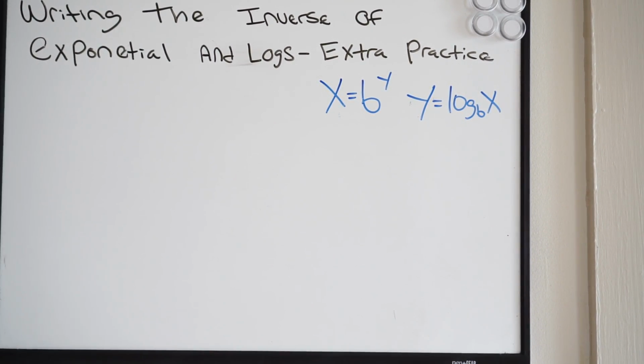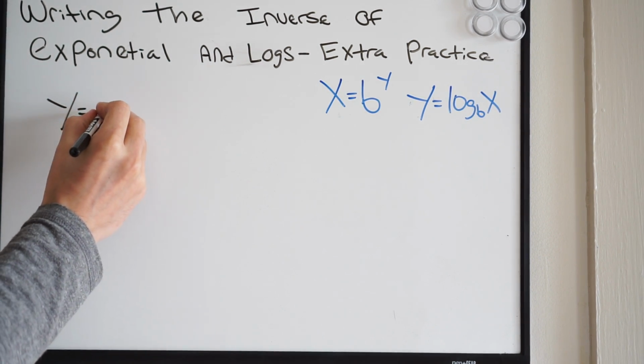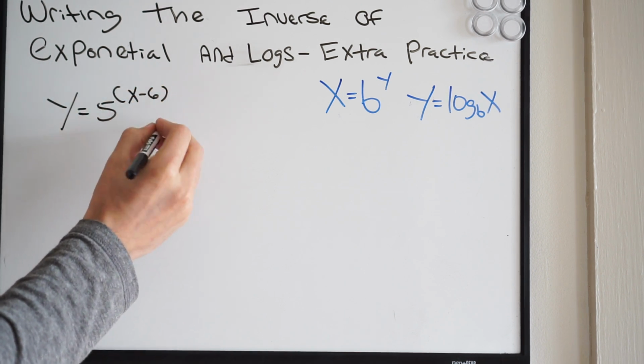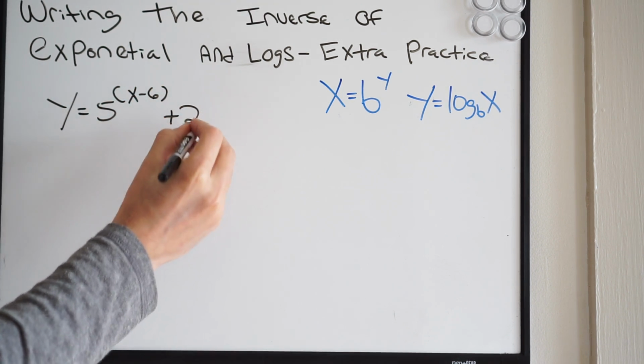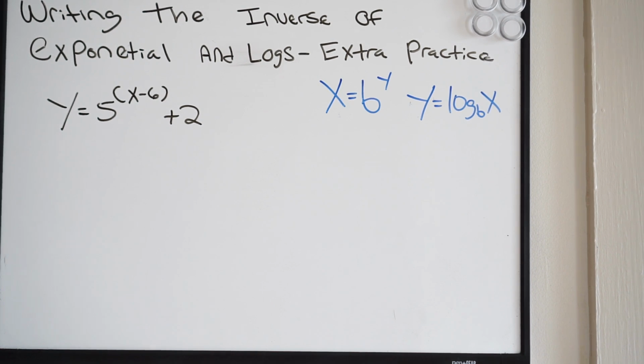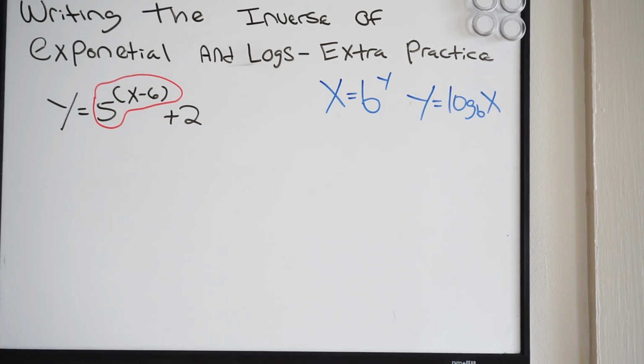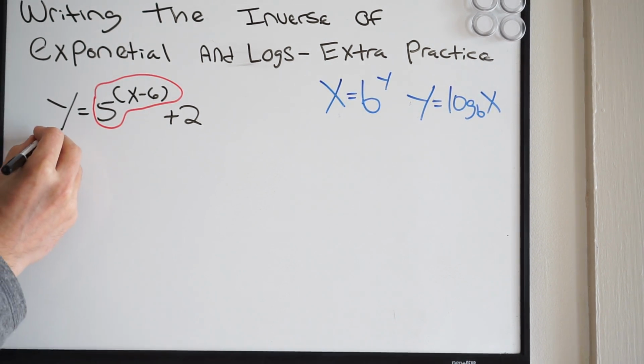Let's just go over everything that we've learned up until this point. We'll start out with an exponential first. So we'll have y equals 5 to the x minus 6, plus 2. We want to find the inverse of this. Remember, this is going to be multi-step. First thing we need to do is isolate that exponential. My exponential here is this whole part right here. In order to isolate it, we need to subtract 2 on both sides. So let's go ahead and do that.